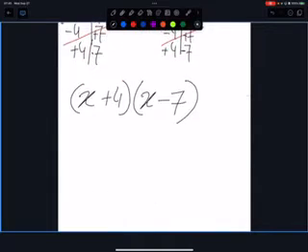Another one. This one I will give you 1 minute and 30 seconds. This is a paper 1 question. These things are paper 1 questions. Should not take you more than 1 minute and 30 seconds.